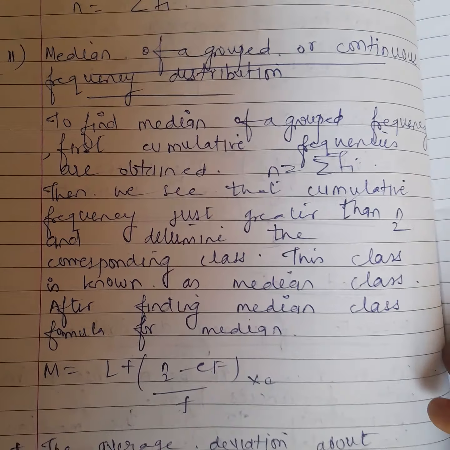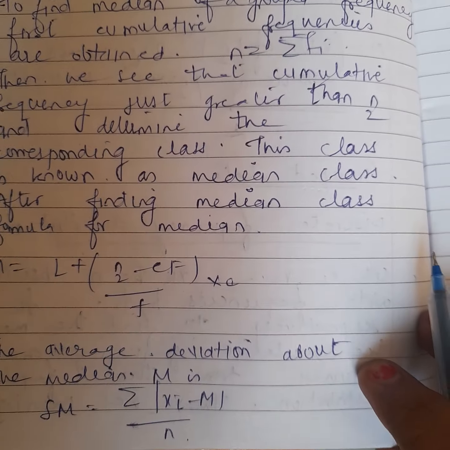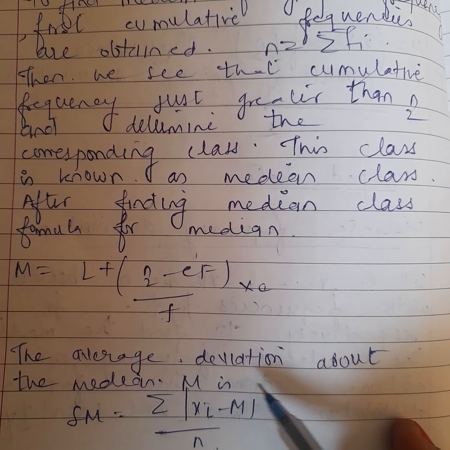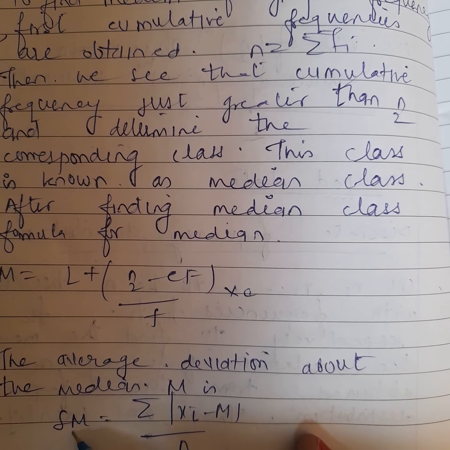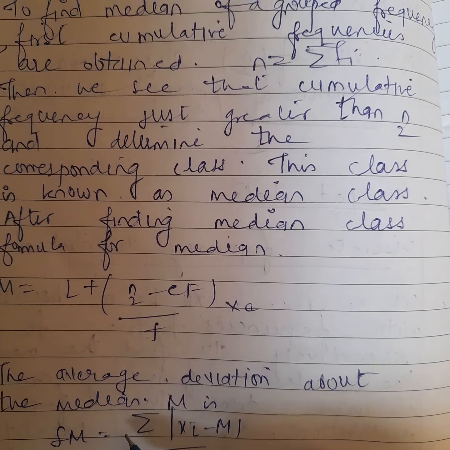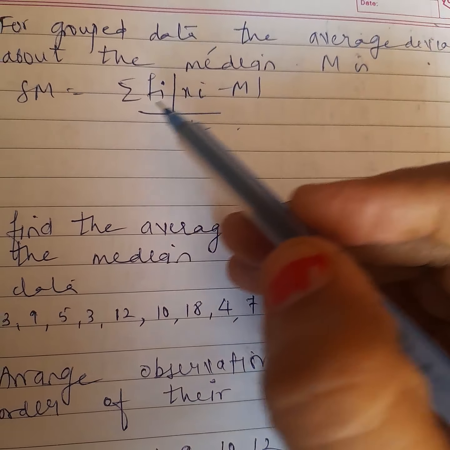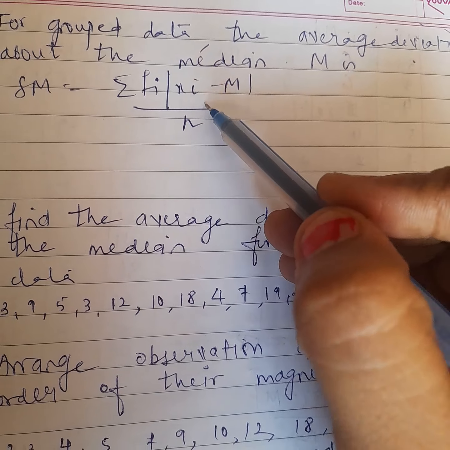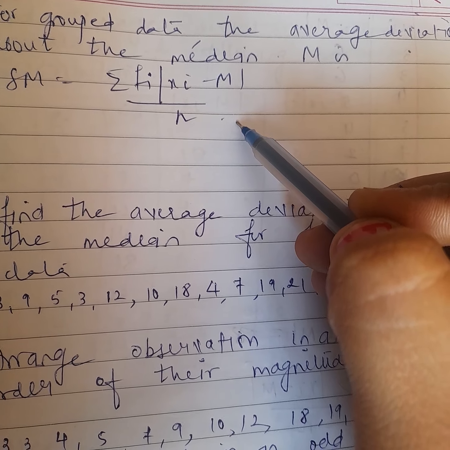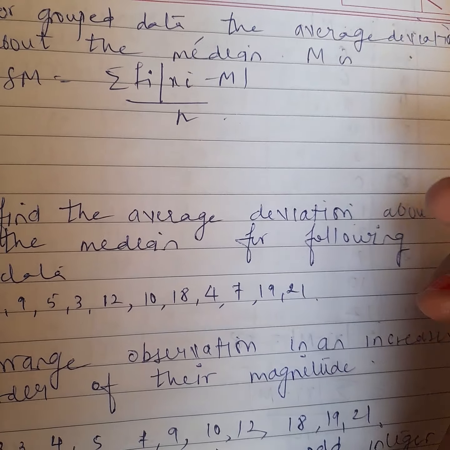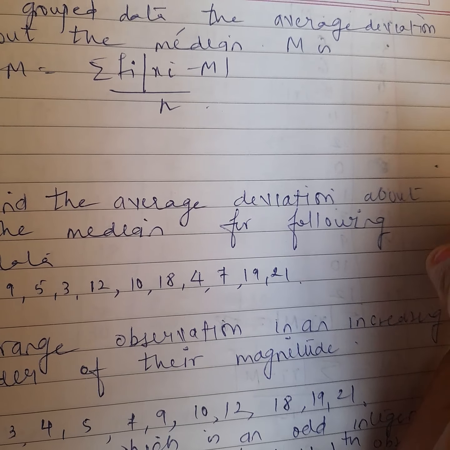Right. Now, the next formula is to find the average deviation about the median. The symbol is delta m, equal to the summation of mod of xi minus m divided by n. This is for ungrouped data. For grouped data, the average deviation about the median m is given by the formula sigma fi into mod of xi minus m divided by n. Is it clear?